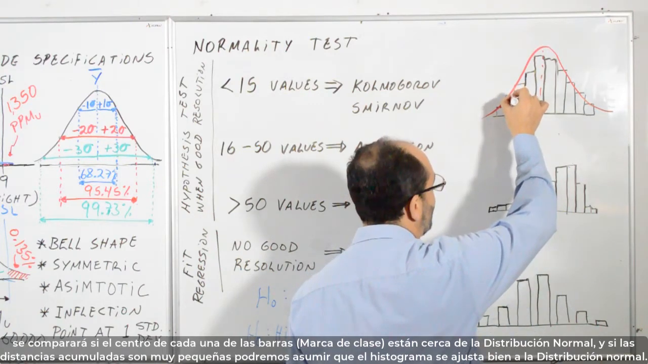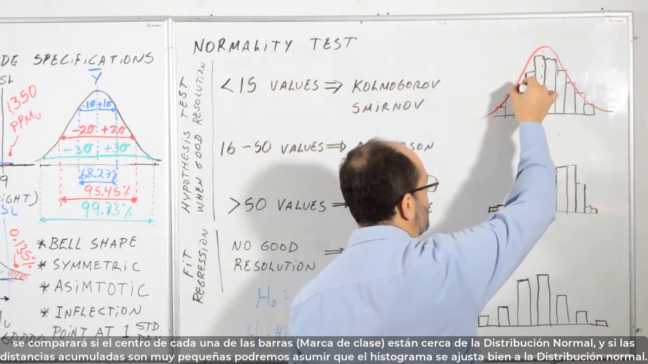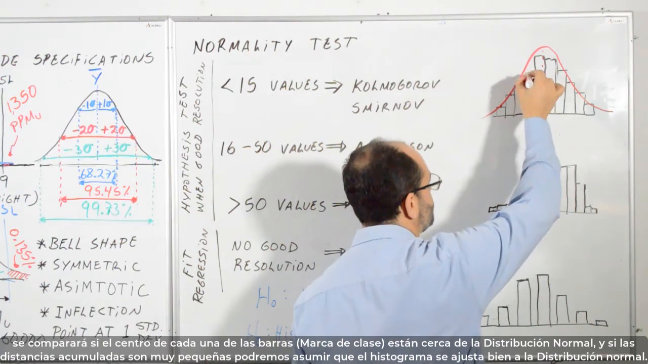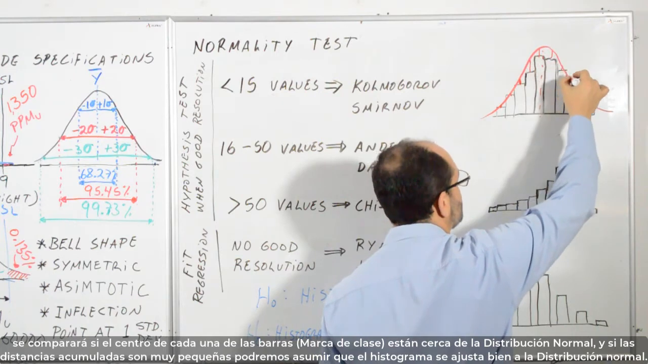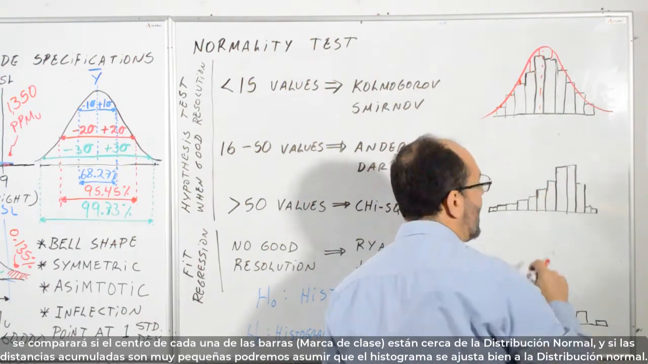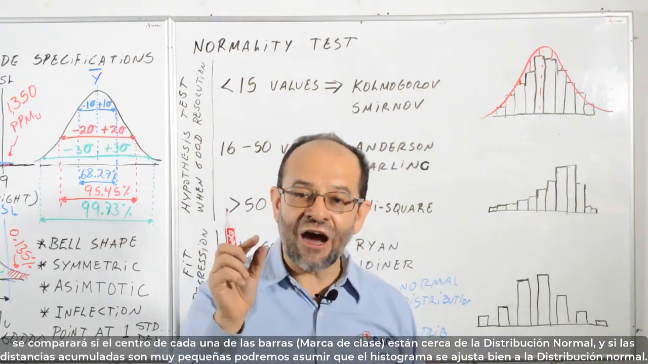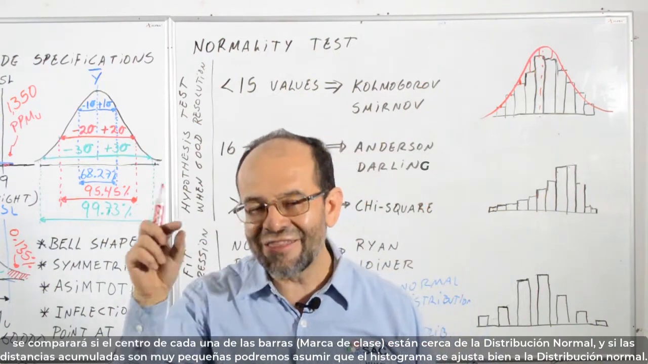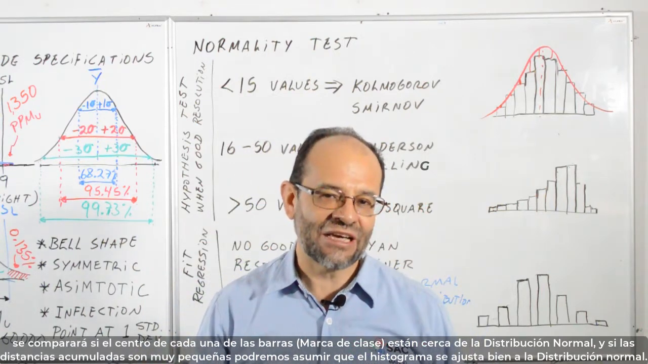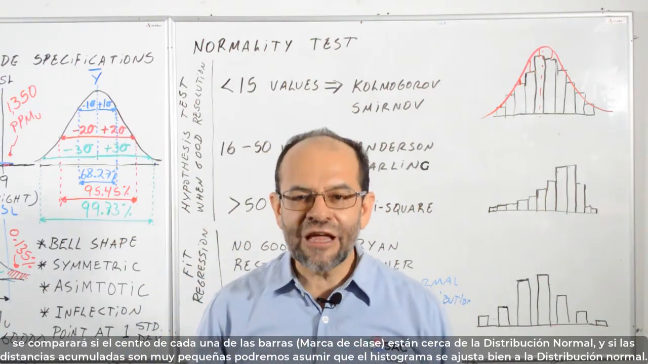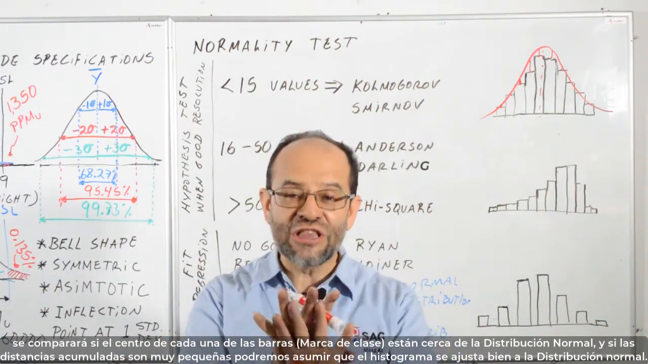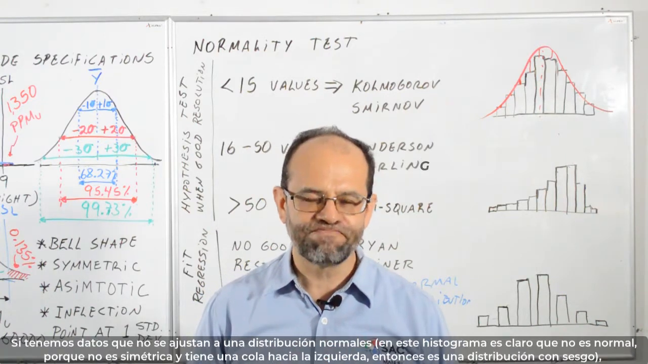and then you have to compare if this bar is close to the normal distribution, if the center of the bar, the class mark, is close to the normal distribution. And if the distances are very small, if the cumulated distances, because as I have said, it is cumulated area in reality, is small, that means that the histogram is fitting well to the normal distribution.